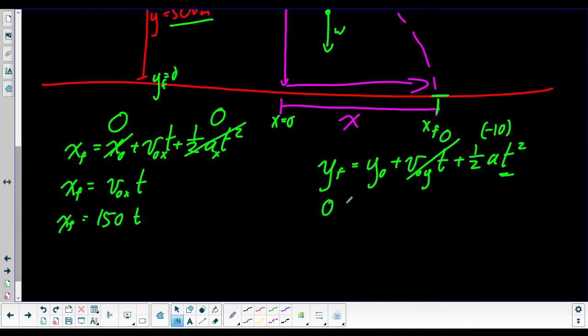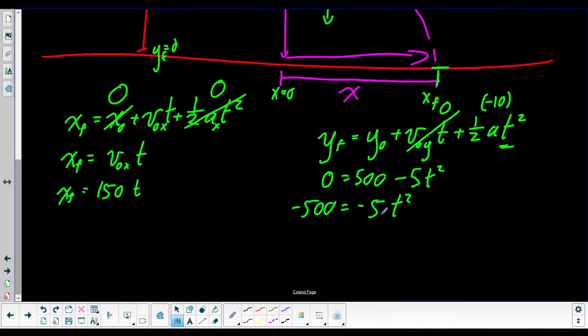Y final is 0. Y initial is 500. This term is 0 because it has 0 initial velocity and was released. Minus 1/2 times 10 is 5 t squared. So we subtract the 500 over. We have negative 500 equals negative 5 t squared. Divide by 5. So we have 100 equals t squared. The negatives cancel, of course. We take a square root, so we get t equals 10 seconds.